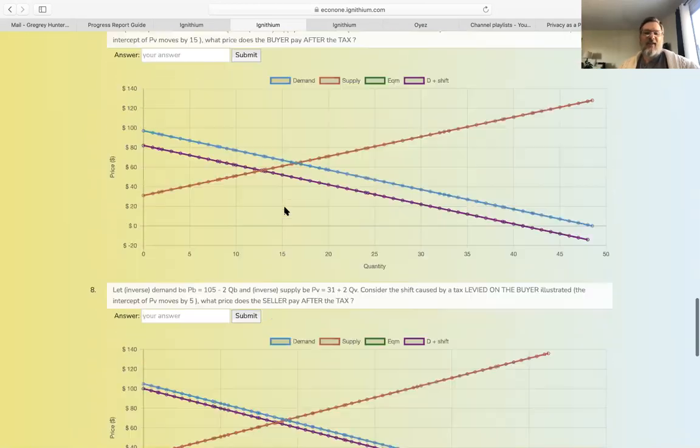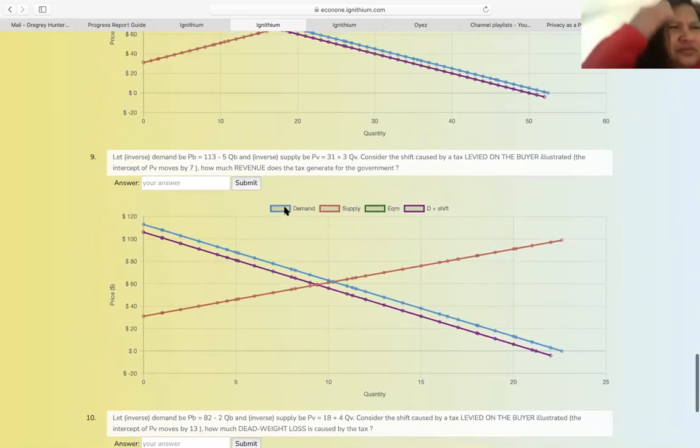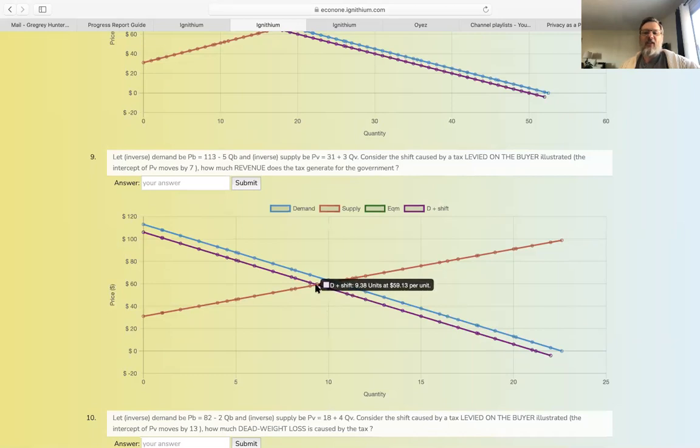But anyway, and then you said number 10, number 9, 5 and 9. Okay. So how much revenue does the government generate? So this one is a little bit more challenging, because here you end up with the, and it just depends on if you can kind of see it.